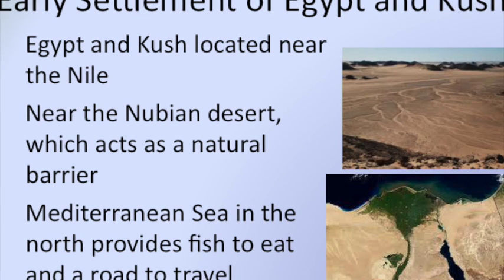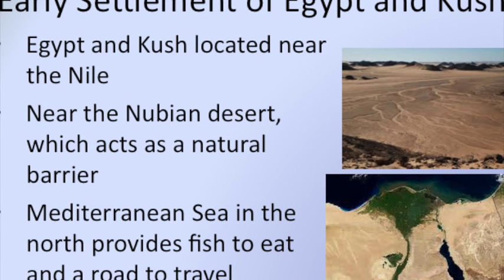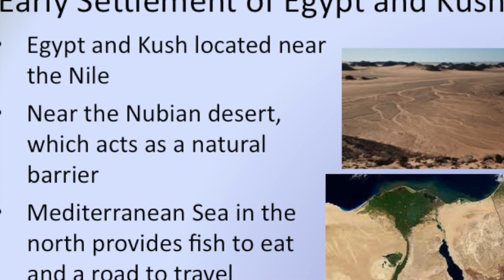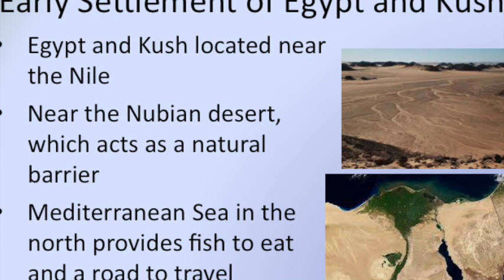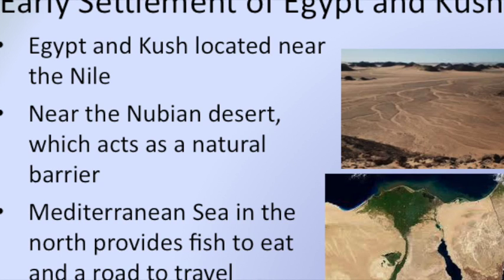Physical features of Egypt and Cush. The most important physical feature in Egypt and Cush was the Nile River. Flowing north from deep in Africa, the Nile created a long, fertile valley that ended in a marshy delta by the Mediterranean Sea. The Nile River Valley was surrounded by the Libyan Desert, the Arabian Desert, and the Nubian Desert.